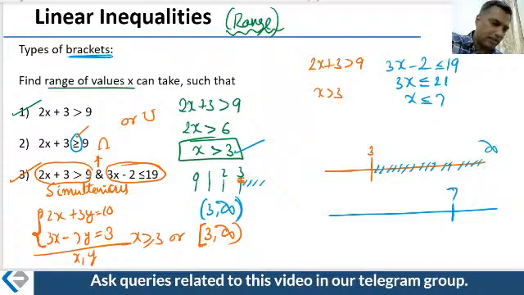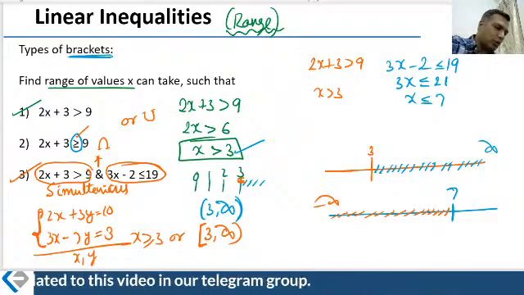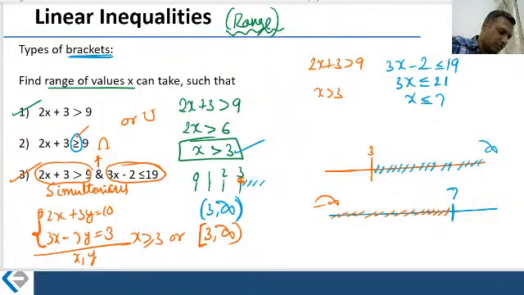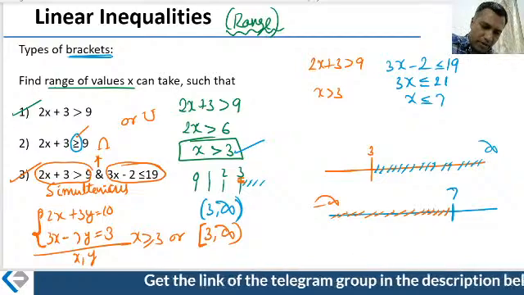On my number line, 7 is. So what is that author trying to say? All the values less than 7, till minus infinity. Now what should I be doing? Now I should be taking the common elements between the two.